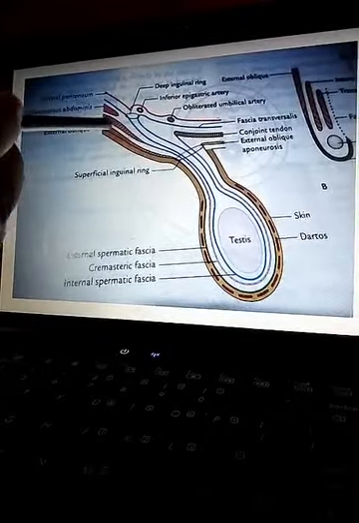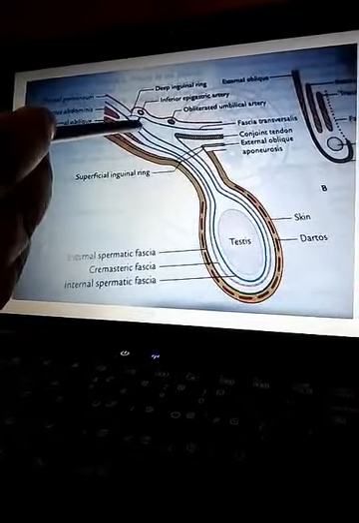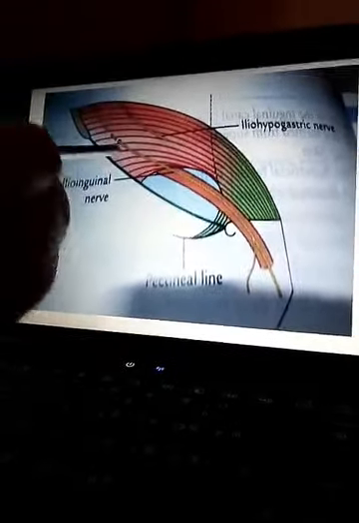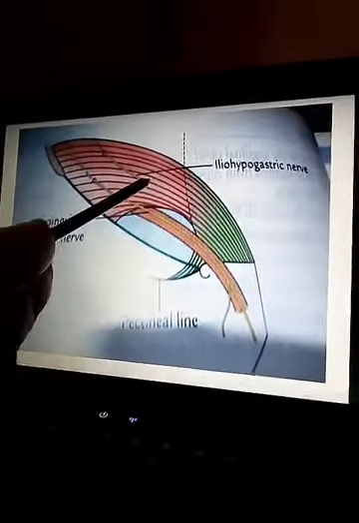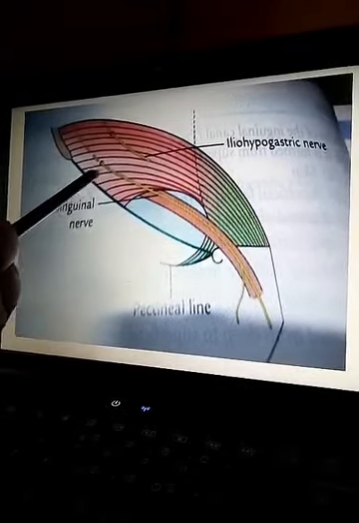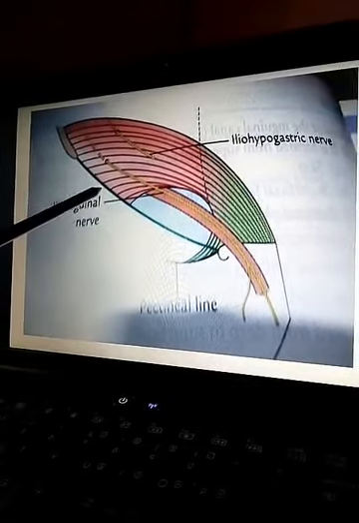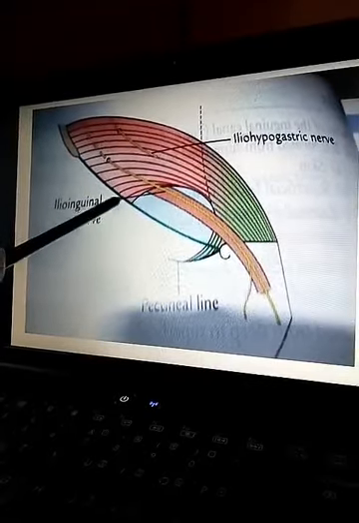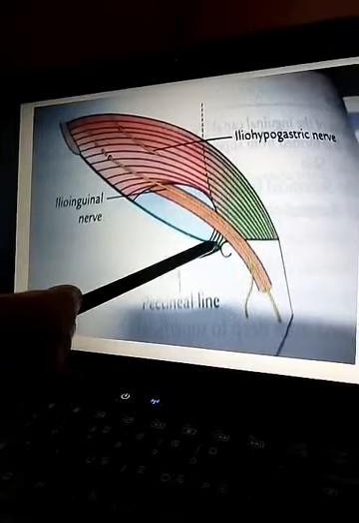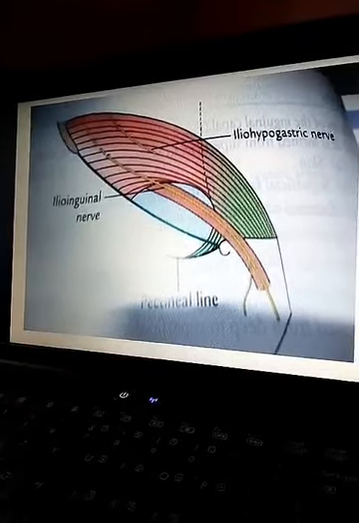Now the roof is formed by the lower arched fibers of the internal oblique and transversus abdominis muscle. This is the roof of the inguinal canal formed by the arched fibers of the internal oblique and transversus abdominis muscle. Now floor of the inguinal canal, it is formed by the grooved upper surface of the inguinal ligament in the whole extent and abdominal part of the lacunar ligament at the medial end.